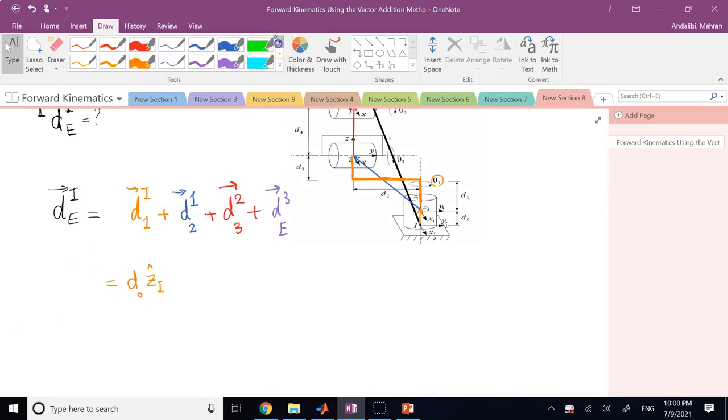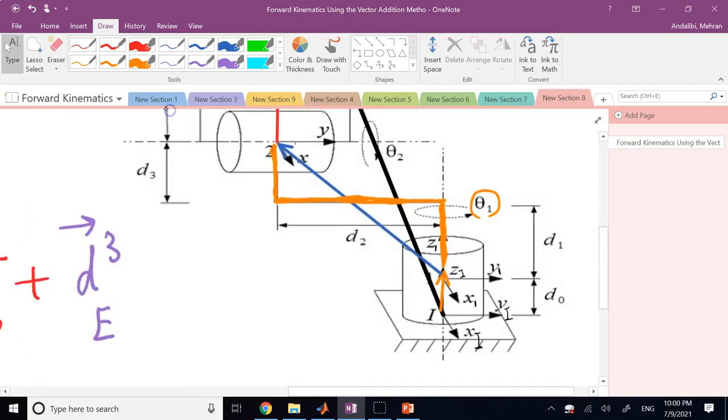Now, the second one was d of 2 with respect to 1, that blue vector. How could I write it? Well, for that, I need to move a distance of d1 plus d3 in the direction of z1, this guy, up, and then also a distance of d2 in the negative direction of y1, and no motion along x1 because x1 is out of the plane.